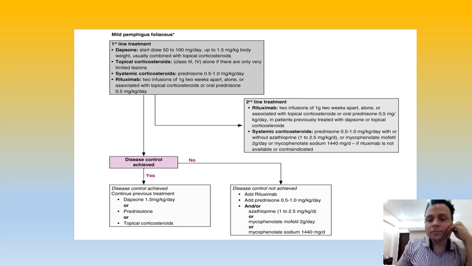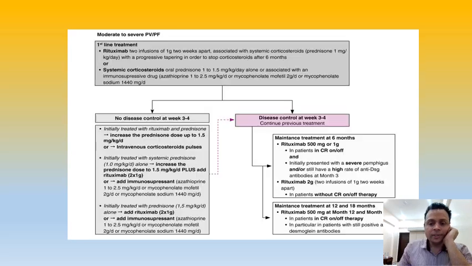The patient is previously treated and not getting improvement. Moderate or severe: moderate and severe come together, whether it is pemphigus vulgaris or pemphigus foliaceus, and we are not separating moderate pemphigus from severe. It is almost similar treatment depending upon the patient's condition.